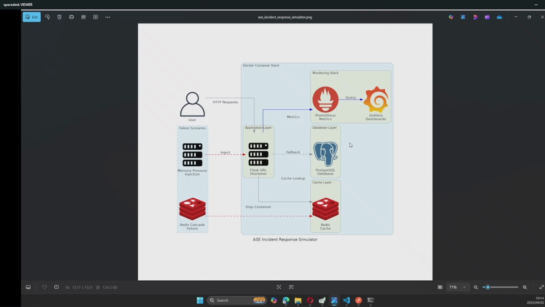This one though has complete monitoring correlation. So I'll show you how systematic incident response actually works and how I monitored them.